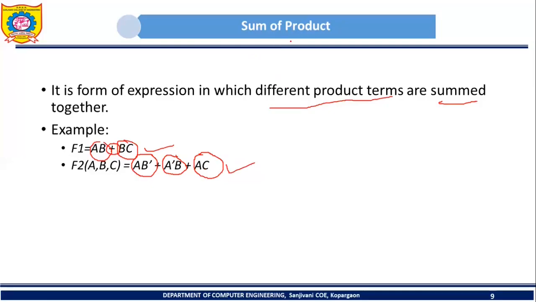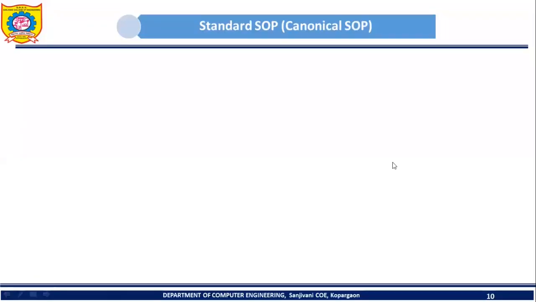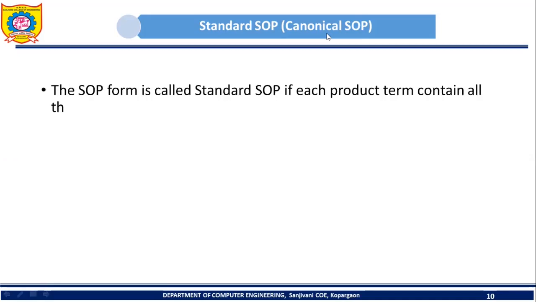So that's why I can say that this particular function belongs to which form of representation? Sum of product. Now let's discuss what is meant by standard SOP. We have already seen what SOP, the sum of product form, is. We have different product terms and those are summed together, so we can call it an SOP. Now, what is standard SOP? Standard SOP is also called canonical SOP. An SOP is called standard SOP if each product term contains all the literals.